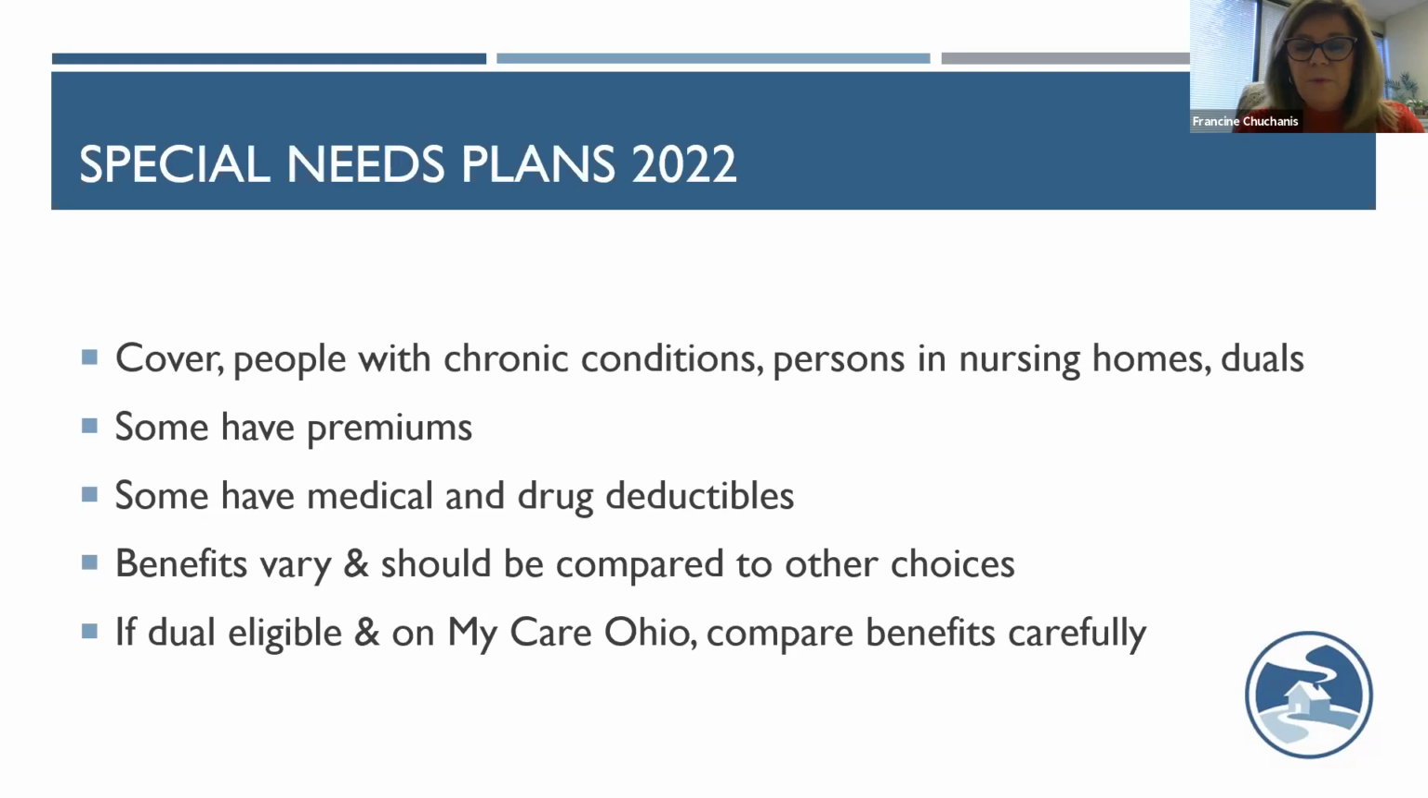Some do have both drug and medical deductibles, but the benefits vary significantly and they should be compared to other choices. If you are a person who has both Medicare and Medicaid, and you are on MyCare Ohio, if you are contacted by your plan to join their special needs plan, I want you to compare the benefits very, very carefully before you switch, especially when it comes to things like dental coverage, because I did have a client who needed a root canal. He was on a special needs plan. Under his Medicaid plan, that would have been fully covered. Under the special needs plan, it was not. So fortunately, that individual was permitted to change plans at the time, and so we had to switch him back to his MyCare Ohio plan so he could get his root canal. So you want to be careful.